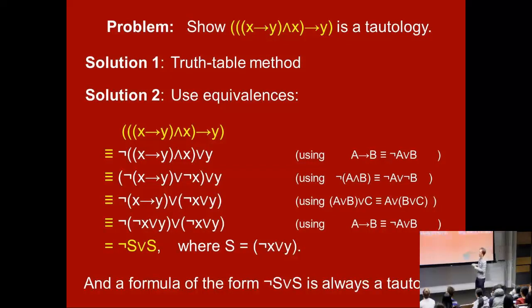And now we have a big or of 3 things. We could use the associativity equivalence to switch the parentheses around. And now we could say this is further equivalent. X implies y, we could use this rule again. It's the same as not x or y. So this formula is still equivalent to that one. They have the same truth tables. And now if you look at this one, it's the negation of s or s, where s is this subformula.